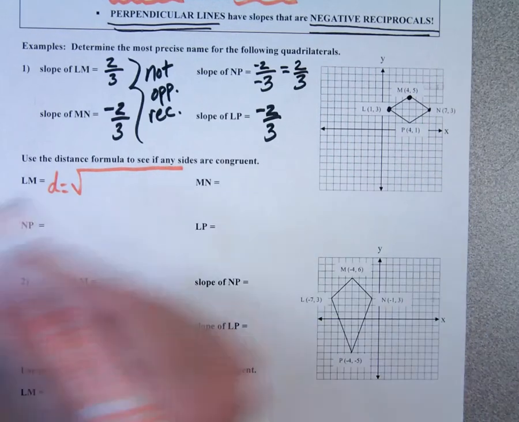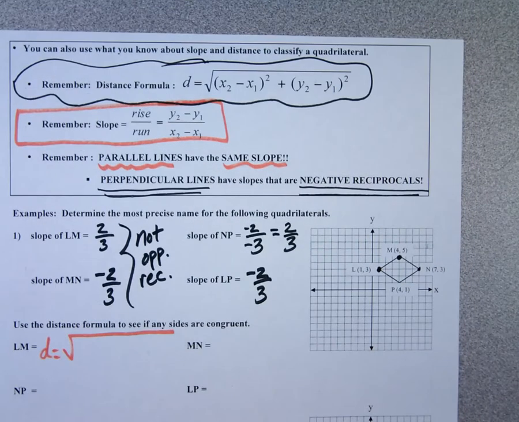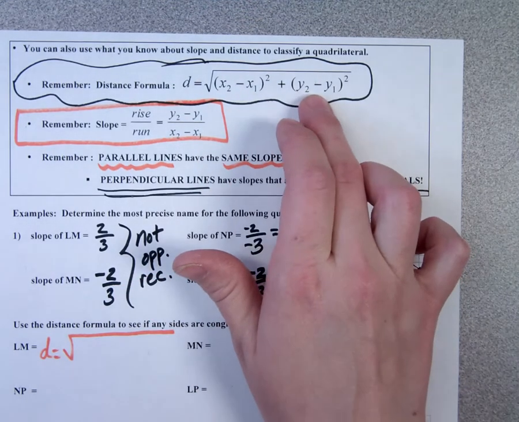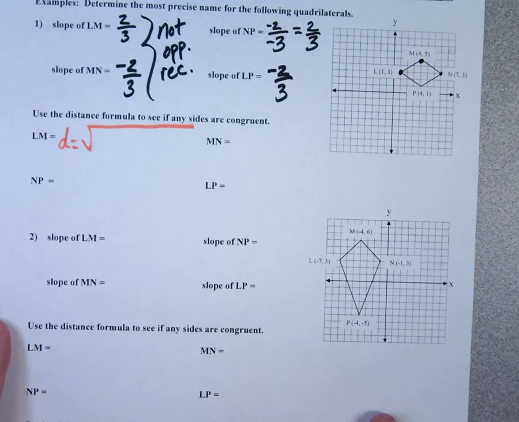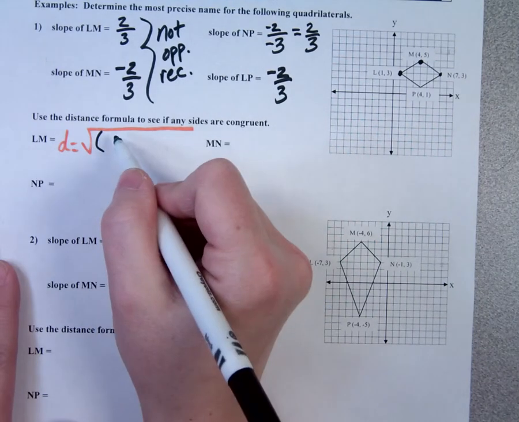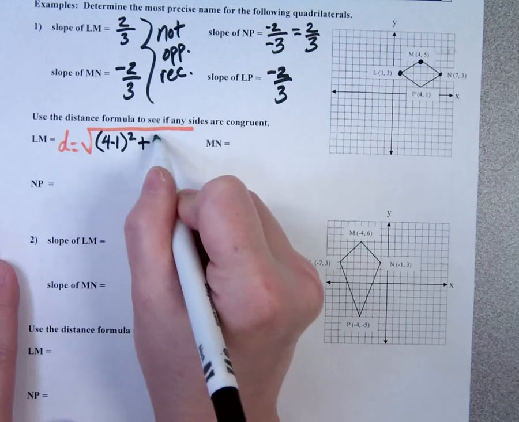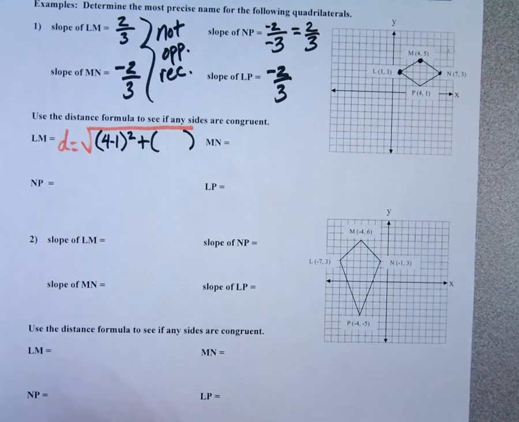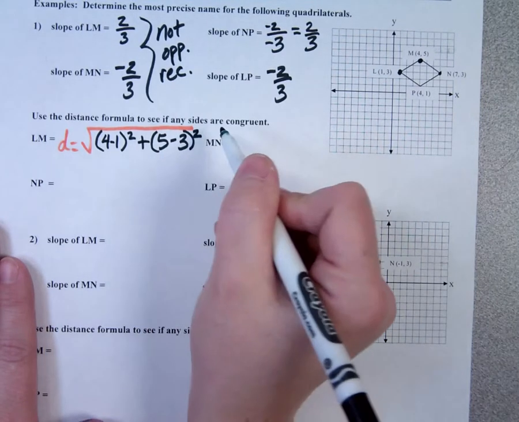Okay, so to get from L to M, I'm going to follow this formula from up here, where you subtract your x's, square it, subtract your y's, square it, add them together. So let's look from L to M. How would you write x2 minus x1? 4 minus 1, we close it, square it, plus, and then how would you write y2 minus y1? 5 minus 3, I'm going to close my parentheses and square it.